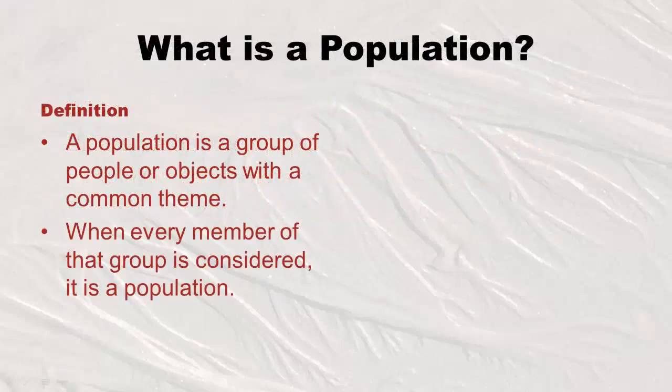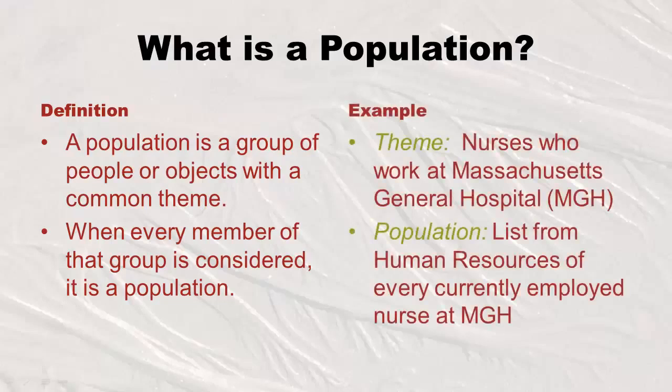Again, another case where you just have a normal old word, but it has a special meaning in statistics. Well, it's a group of people or objects with a common theme. And when every member of that group is considered, that's its population, right? So here's just one example. The theme would be like nurses who work at Massachusetts General Hospital. So the population then, if that was your theme, would be the list from human resources of every nurse currently employed at MGH.